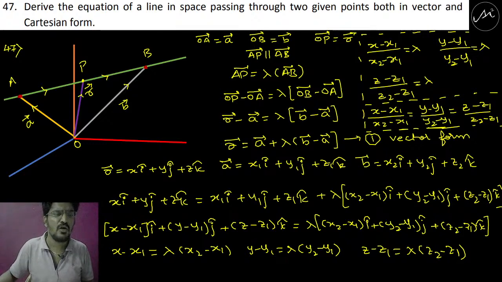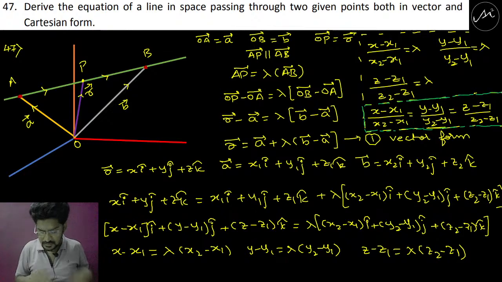So I think all of you can understand this. So here quickly tell me everyone, have you understood this theorem? Both in vector form and Cartesian form. Okay.